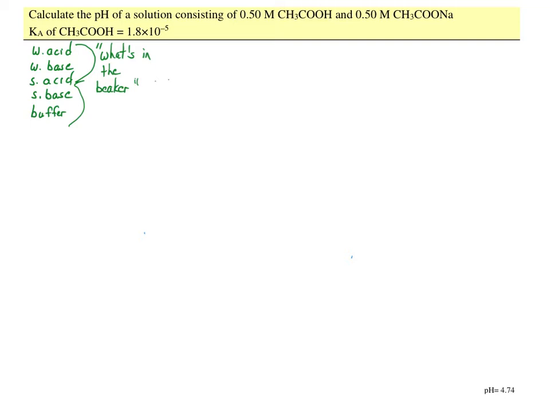Looking at the question statement, we see we have acetic acid, which is a weak acid, and we also have in solution the acetate ion, which is the conjugate base of that weak acid. We look at the relative amounts and see that we have 0.5 molar of each of these, so we have equal and high concentrations of a weak acid and its conjugate base. Therefore, we have a buffer.